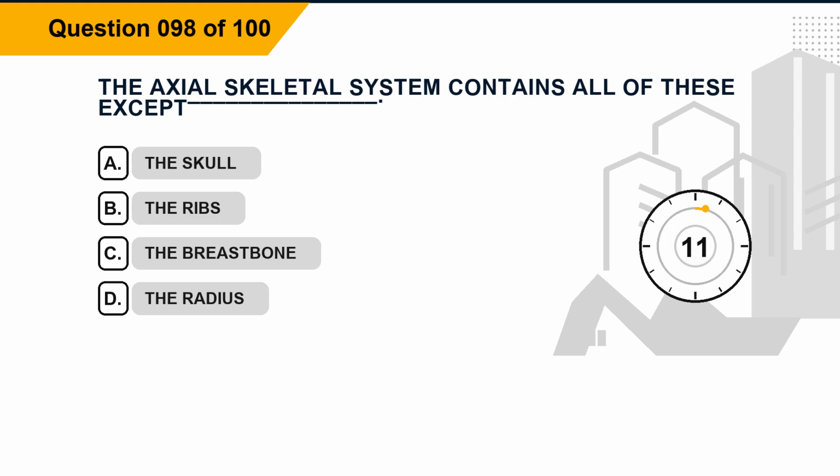Question 98. The axial skeletal system contains all of these except blank. Option A. The skull. Option B. The ribs. Option C. The breastbone. Option D. The radius. The correct answer is option D.